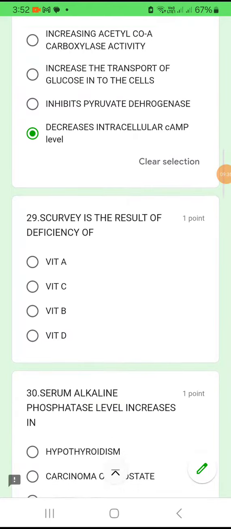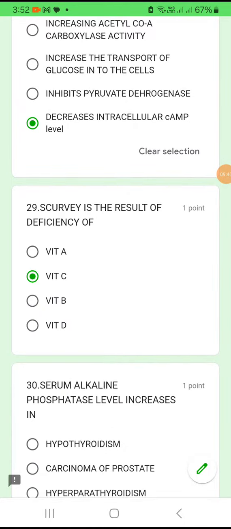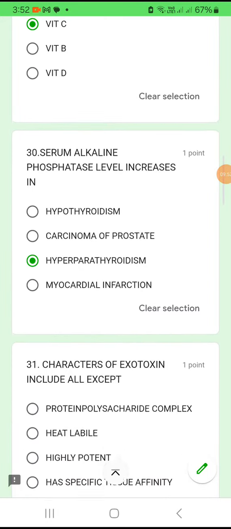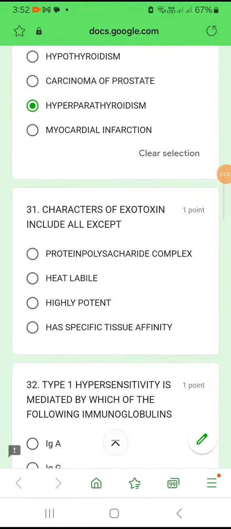Okay. Question number 29. Scurvy is the result of deficiency of vitamin C. Very easy question and answer. Question number 30. Serum alkaline phosphatase level increases in cases of which condition? Hypothyroidism or hyperparathyroidism? Option C, hyperparathyroidism.